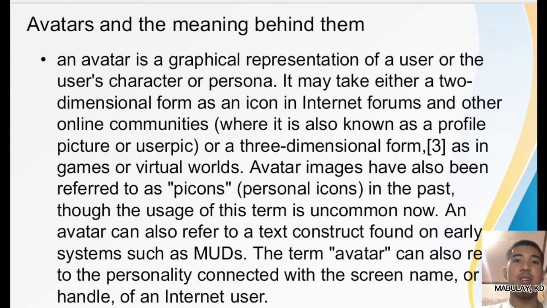Hi everyone, so this time I will be talking about avatars and the meaning behind them. So what is an avatar? An avatar is a visual representation of a person for use in a digital context. In social media, an avatar refers to the profile picture that you have, or the image that will represent you on the different social media platforms. And for brands, the best avatar that you can use is your company's logo.